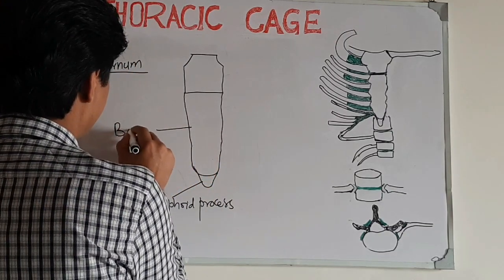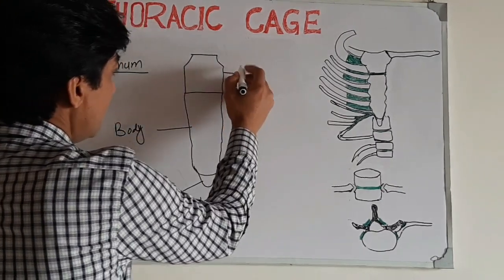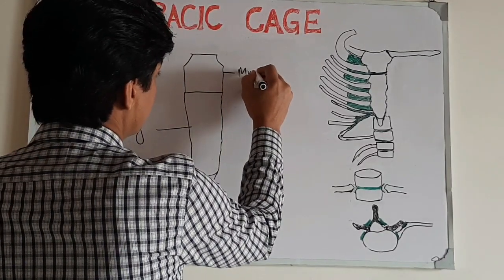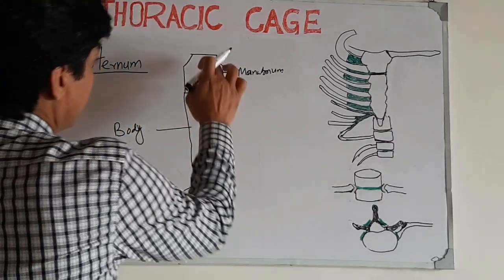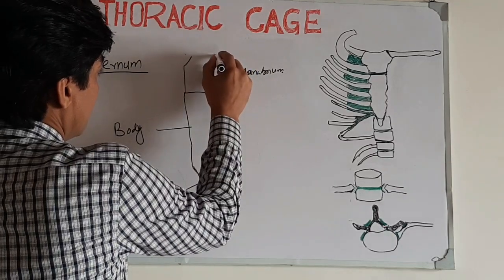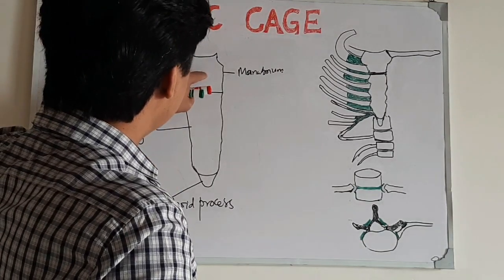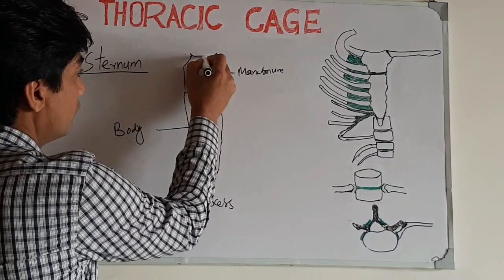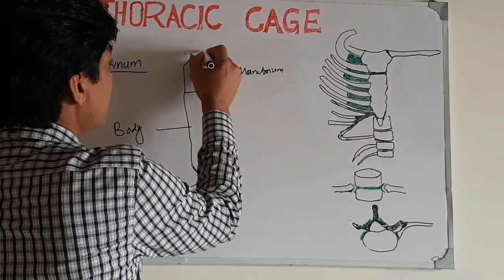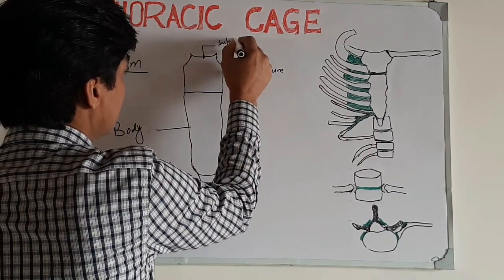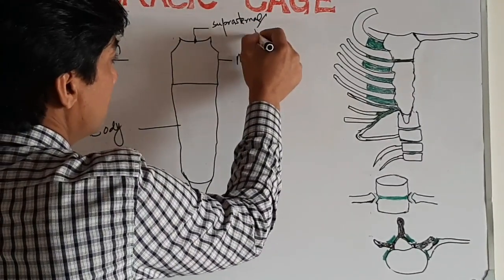This is the body, that is the central part of the sternum. And the superior portion is the manubrium. Superiorly, at the manubrium, it has a notch that's called suprasternal. Supra means superior and sternal, sternum. Suprasternal notch, or jugular notch.